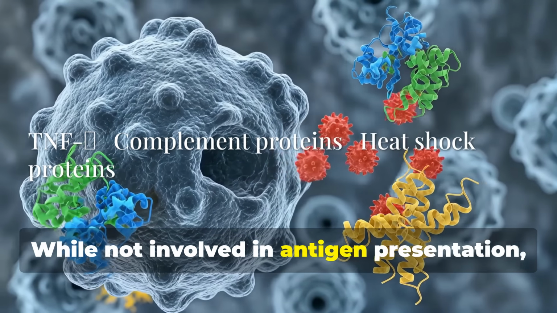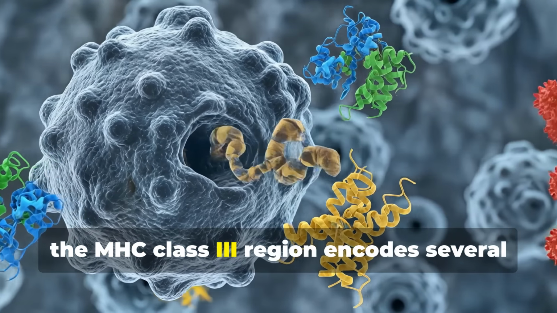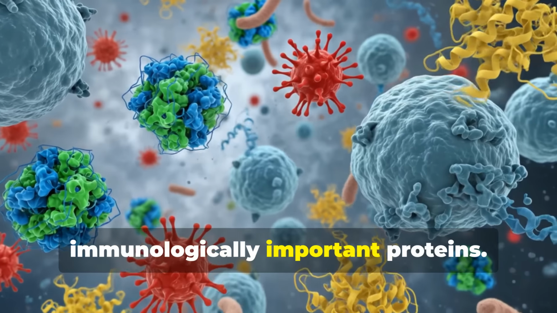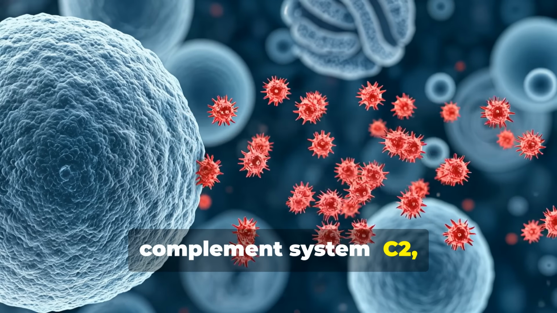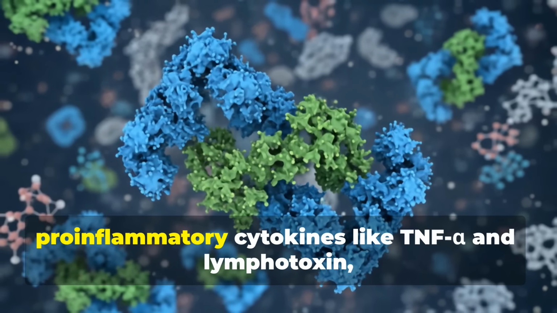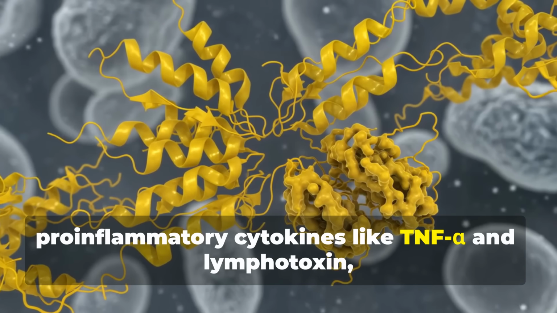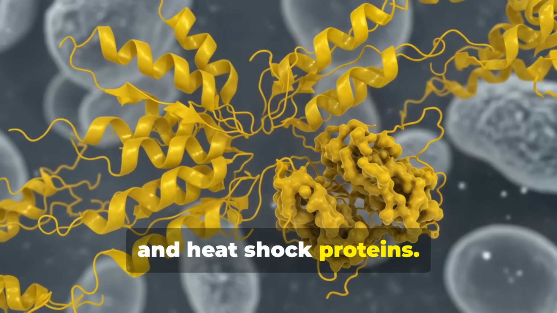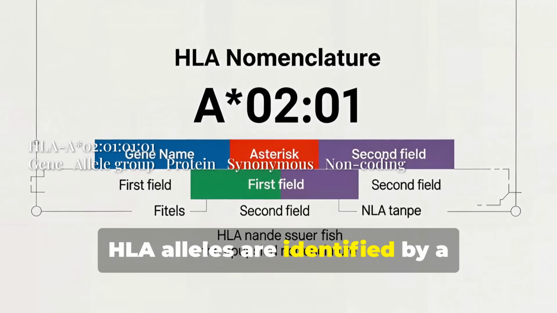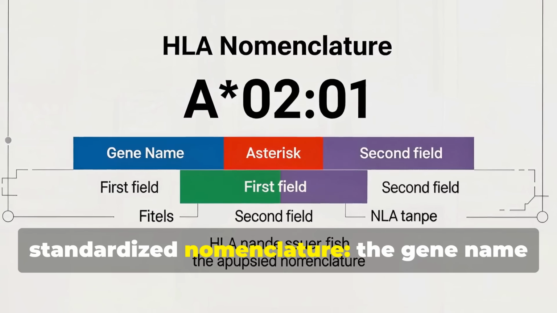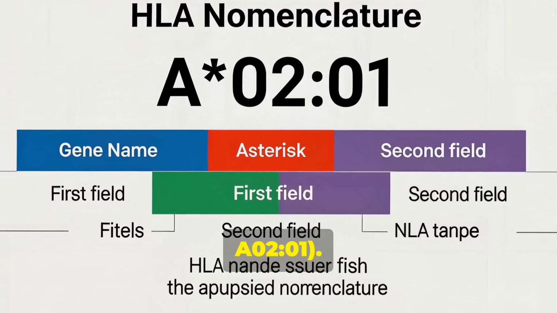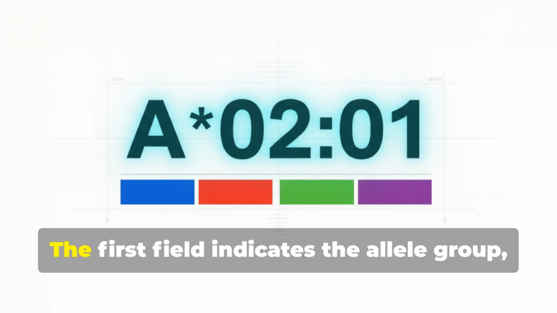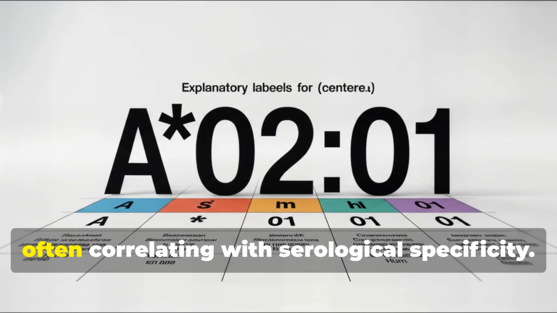While not involved in antigen presentation, the MHC class III region encodes several immunologically important proteins. These include components of the complement system, C2, C4, and factor B, pro-inflammatory cytokines like TNF-alpha and lymphotoxin, and heat shock proteins. HLA alleles are identified by a standardized nomenclature: the gene name followed by an asterisk, then a numerical designation, for example A*02:01. The first field indicates the allele group, often correlating with serological specificity.